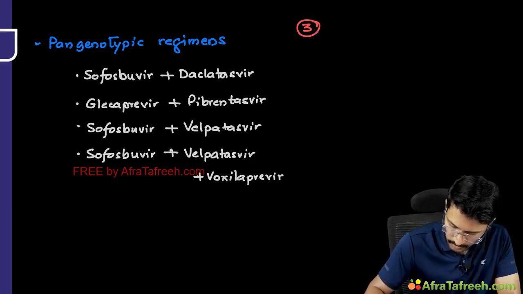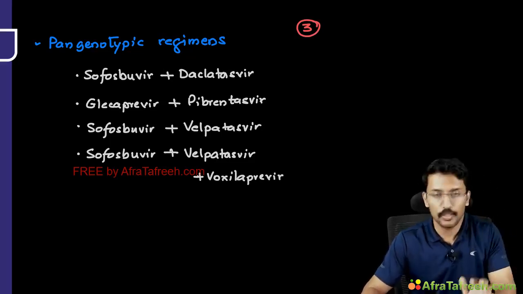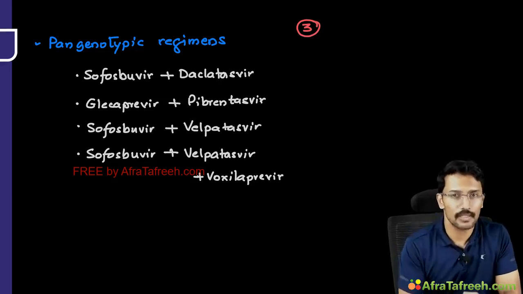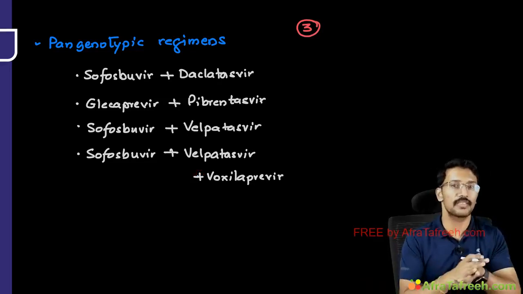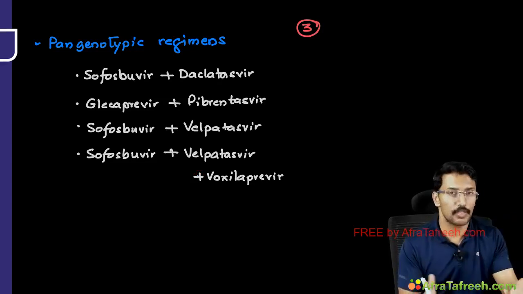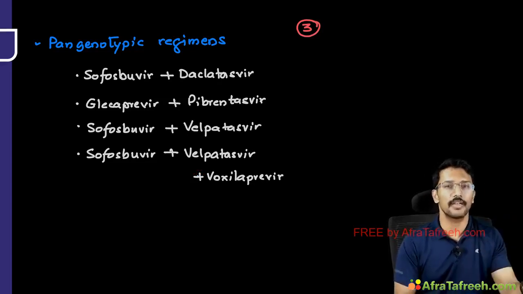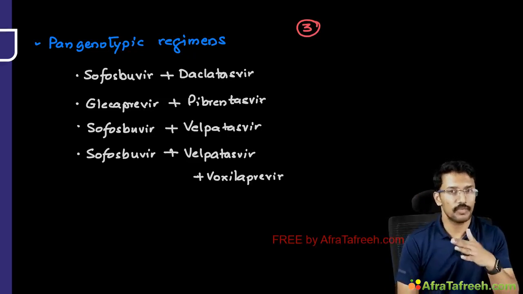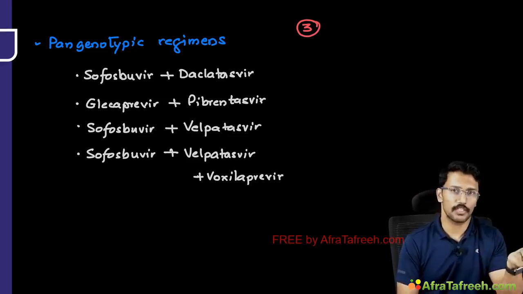So this is a combination where there is a previr, asvir and buvir, right? These are the four regimens. Now apart from this, there is sofosbuvir plus ledipasvir, which is a very commonly used regimen, which I generally call semi pangenotypic. It doesn't work for genotype 3 but works for most other genotypes.